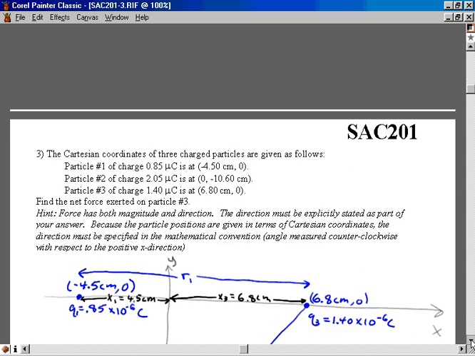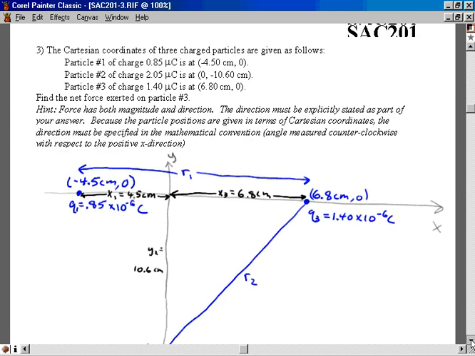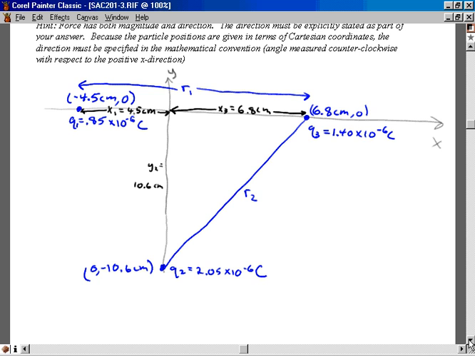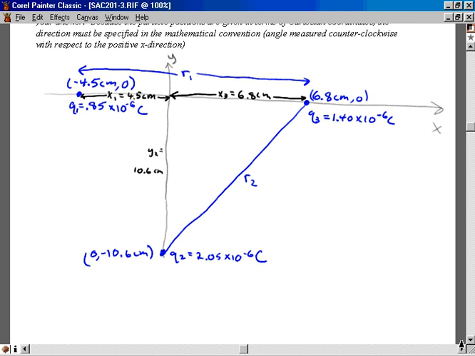I've already started this one by creating the necessary sketch here. Particle 1 at minus 4.5 centimeters, 0. Here's the XY coordinate system, the origin right here. So over 4.5 and up 0. Particle number 2 over 0 and down 10.6 centimeters. And particle 3 over 6.80 centimeters and up 0.